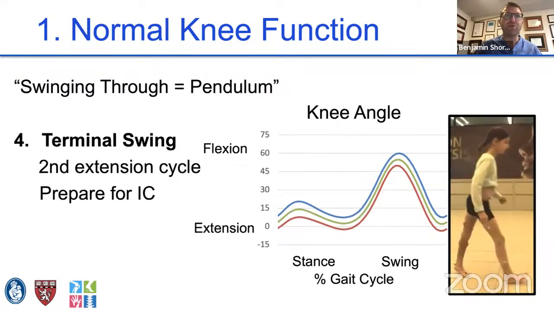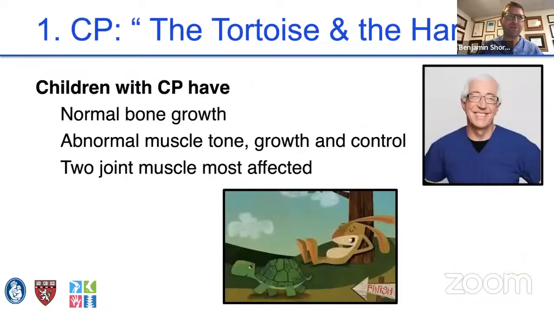And then as you go through terminal swing, the knee is swinging through to get ready for another heel strike. And so at this point, we're preparing ourselves for initial contact. And you can see here the knee is decelerating and coming back to terminal extension for that first initial shock absorption. And the knee goes through these motions.